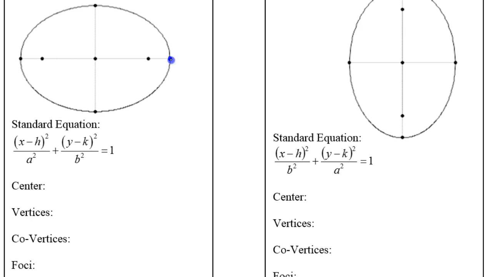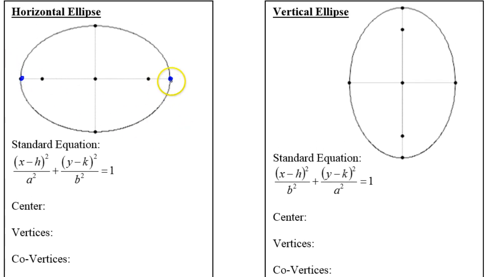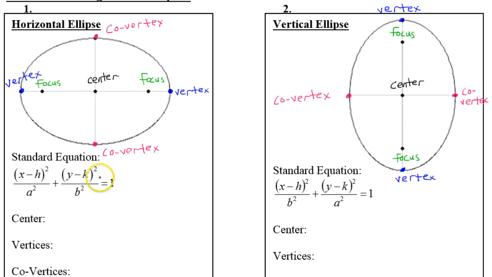Speaking of vertices, this is a vertex and this is a vertex. The points on either end the long way are vertices. If you go the short way, the points on either side are called co-vertices. So these two red dots are co-vertices. This is a co-vertex, this is a co-vertex. So here's everything sort of labeled out for you.